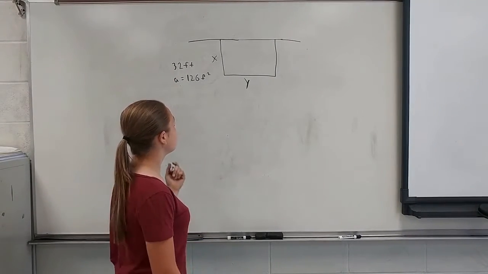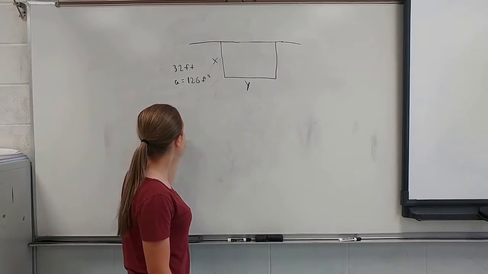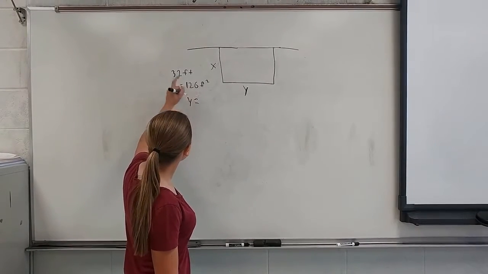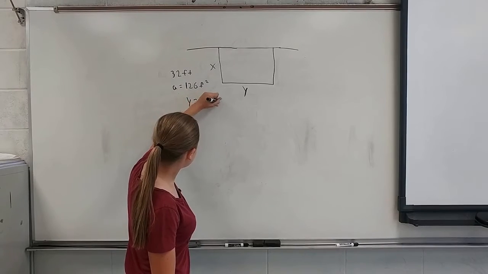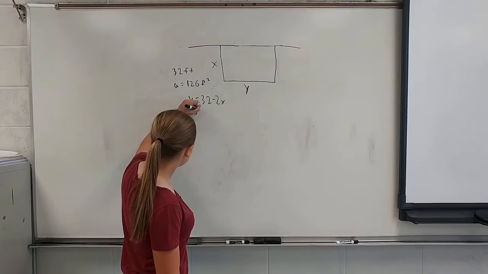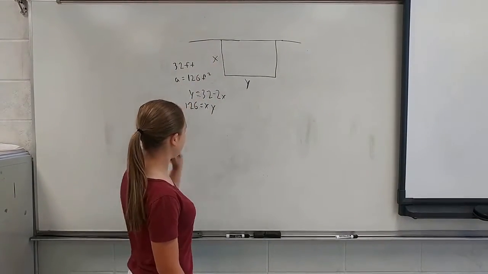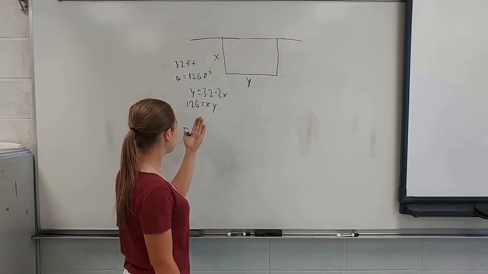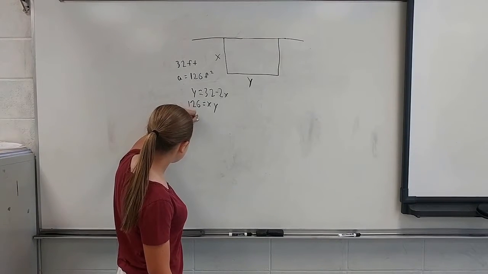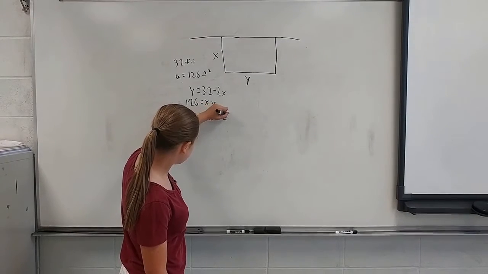So you want to solve a system to find the dimensions. You know that y will be equal to 32 minus 2x, and you also know that the area, which is 126, will be equal to x times y, because it's length times width. To solve this, you want to substitute y into this equation. So you get 126 is equal to x times 32 minus 2x.